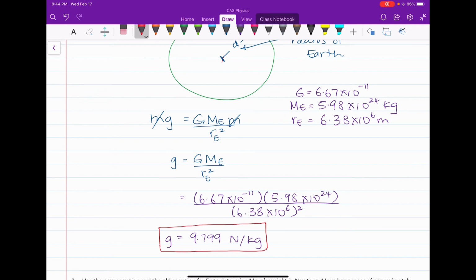So just to be clear, this equation, we used it for the Earth, but we could use it for any planet. If we wanted to know g for Mars, we would just use G times the mass of Mars divided by the radius of Mars squared. Same thing for Venus, the moon, whatever planet you want. You can determine what the effective gravitational field strength would be on that planet by using this equation.